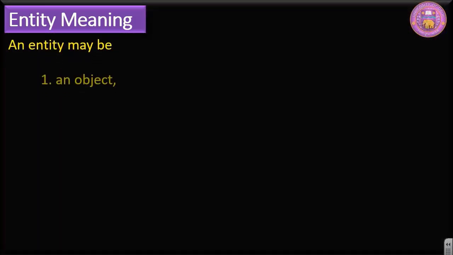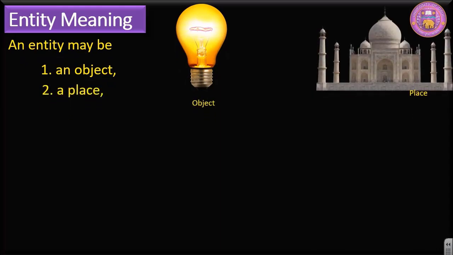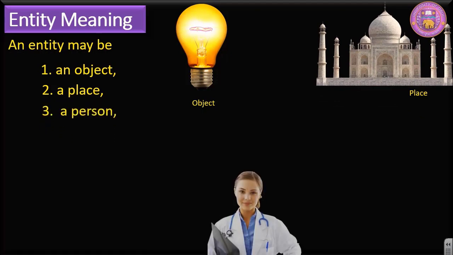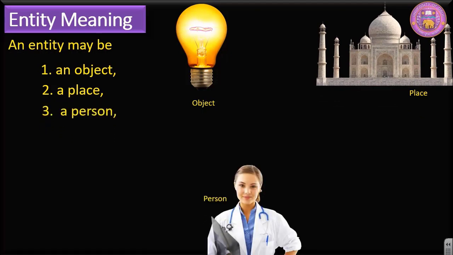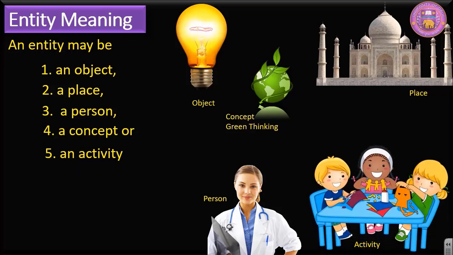An entity may be an object like a bulb. An entity may be a place like the Taj Mahal. Third, an entity may be a person like a doctor. An entity may be a concept, for example, green thinking. An entity may be an activity. Here kids are doing some activity on the table.